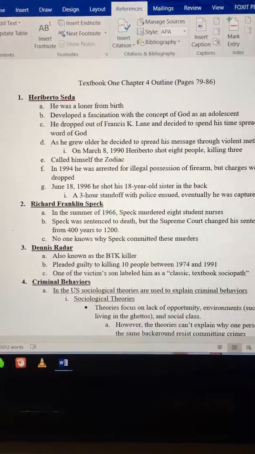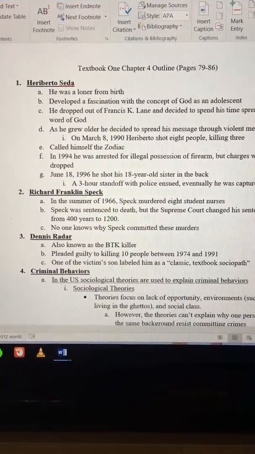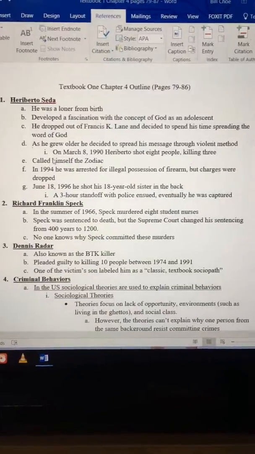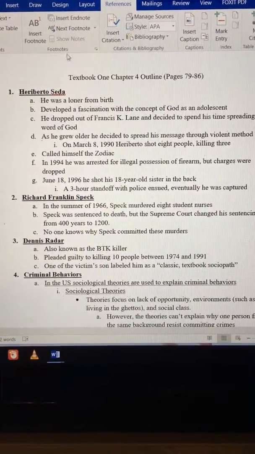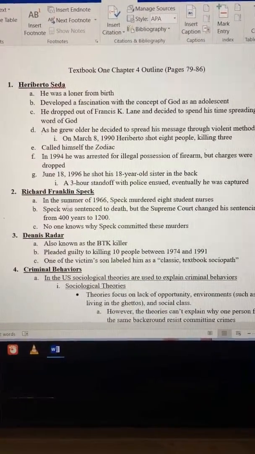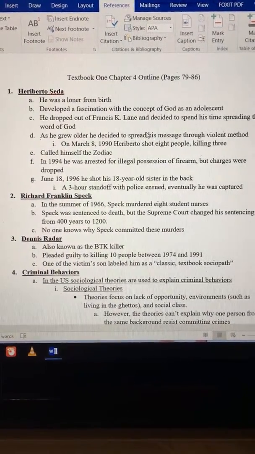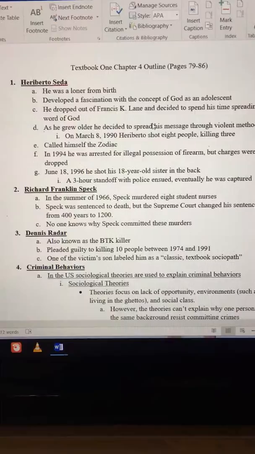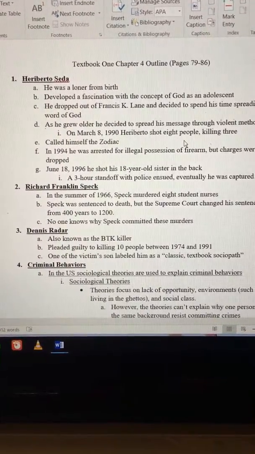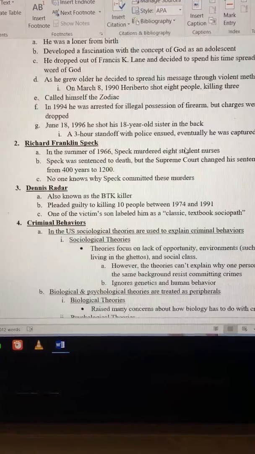Criminal behaviors. It starts out with these three names: Heriberto Seda, Richard Franklin Speck, and Dennis Rader. These were serial killers, and the book gives background information on their childhood, what they've done, and what happened to them.